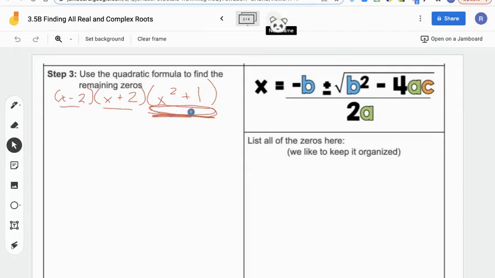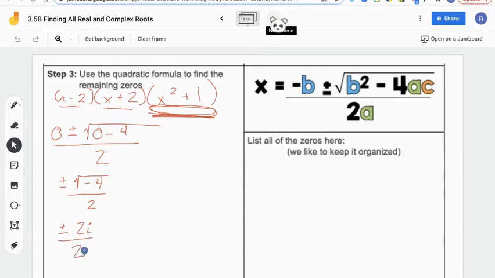So the opposite of b, there is no b, plus or minus the square root of b squared minus 4 times a, which is 1 here, times c, which is also 1, all over 2a. As we start to simplify this, notice where our complex roots are going to come from. Instead of writing the square root of a negative 4, we're going to write 2i divided by 2, which is the same as plus or minus i, right?